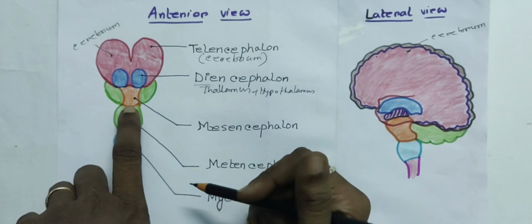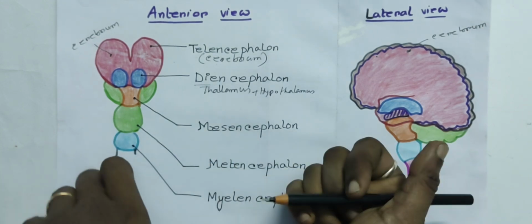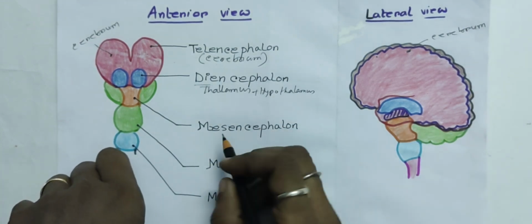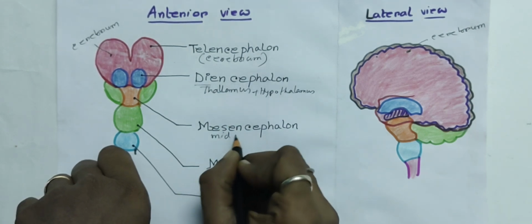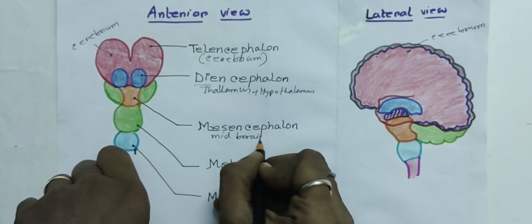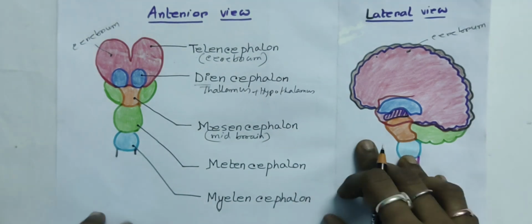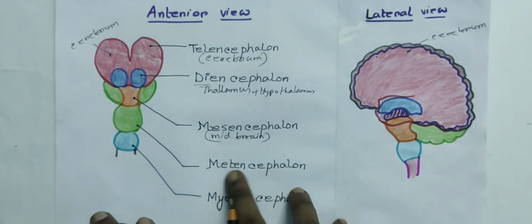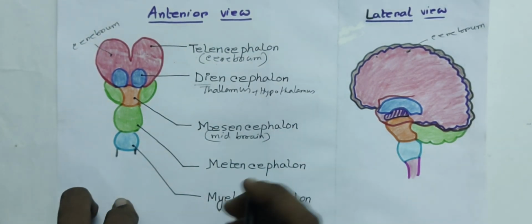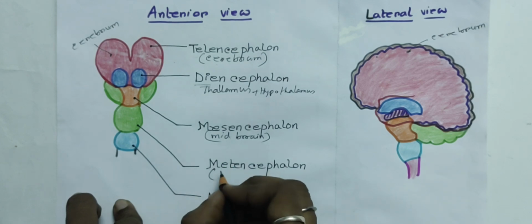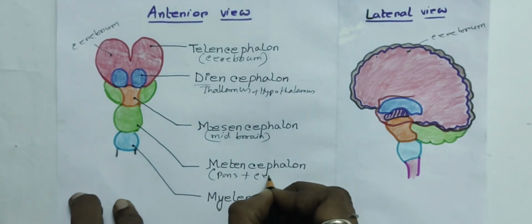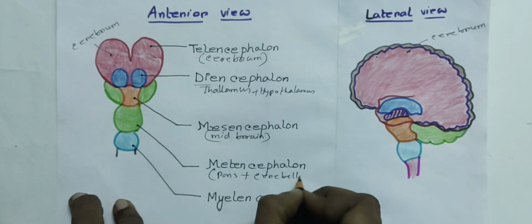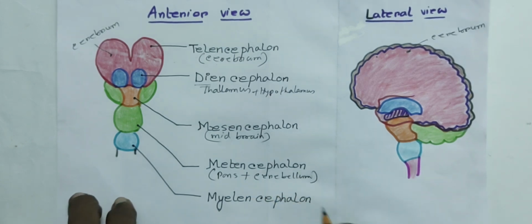And then there is a mesencephalon. Mesencephalon is the midbrain. Mesencephalon is called the midbrain. And next there is a metencephalon. Metencephalon is composed of pons and cerebellum.